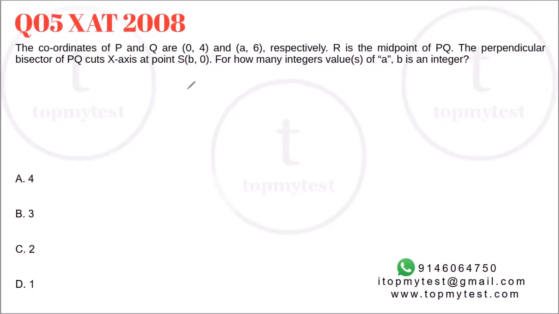Now, this is a pretty tricky question from XAT 2008. Takes some doing. It says the coordinates of P and Q are (0, 4) and (a, 6) respectively. R is the midpoint of PQ. The perpendicular bisector of PQ cuts the x-axis at point S (b, 0). How many integer values of a? b is an integer. So if I put a as an integer, how many of those cases will b be an integer? Or in other words, how many cases are a and b both integers?